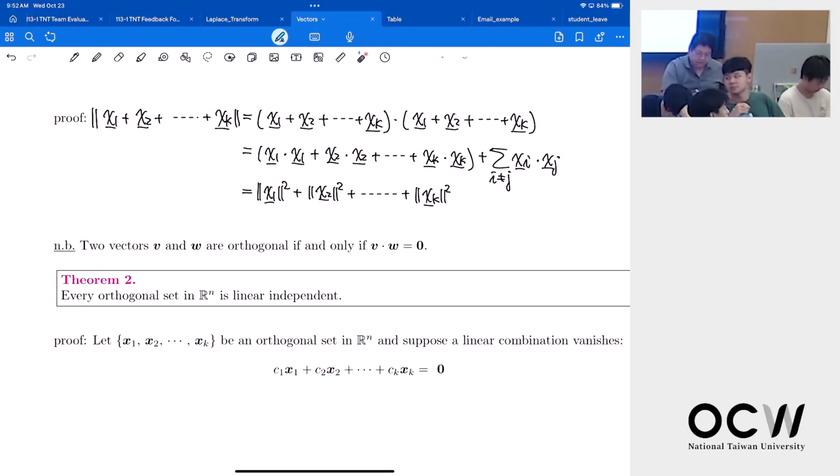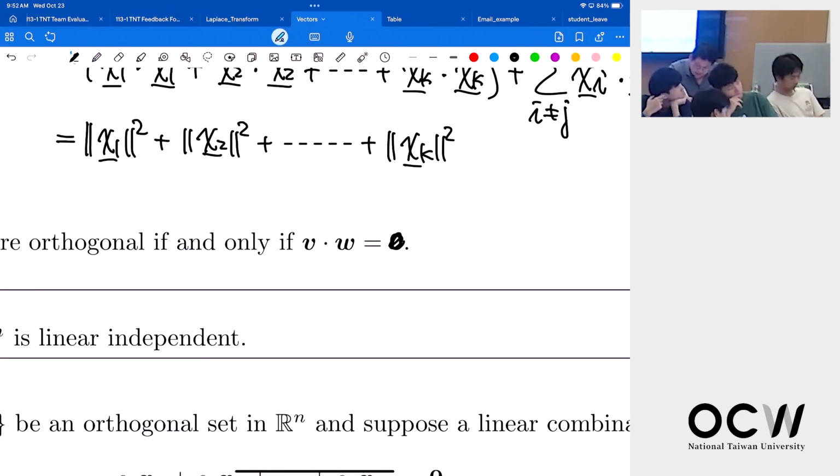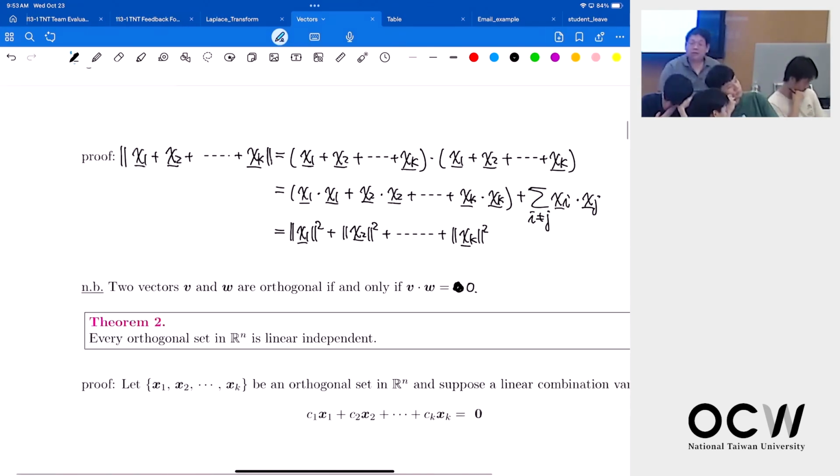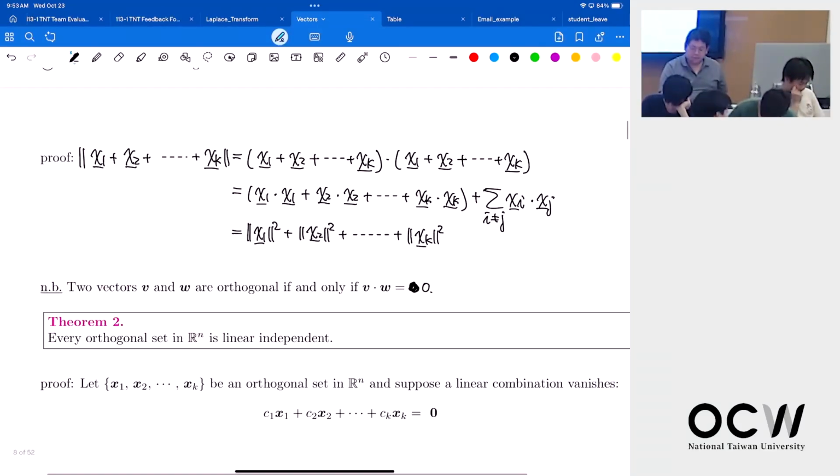So we have a note. Two vectors are orthogonal if and only if their dot product is 0. Not the 0 vector, because when you do the dot product, it should be a scalar. So it should be a 0. Any questions? Next one.